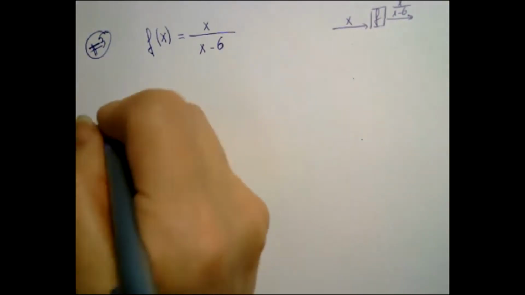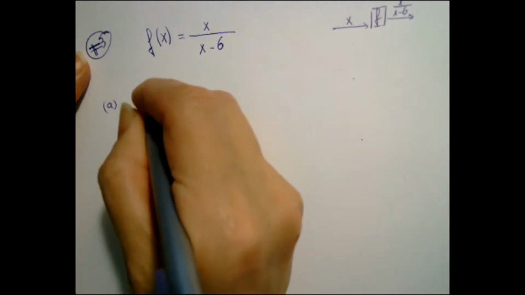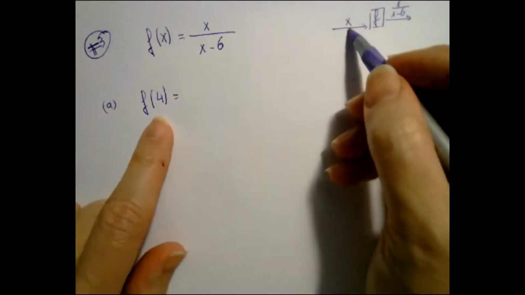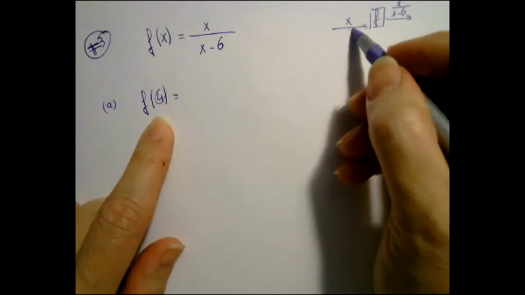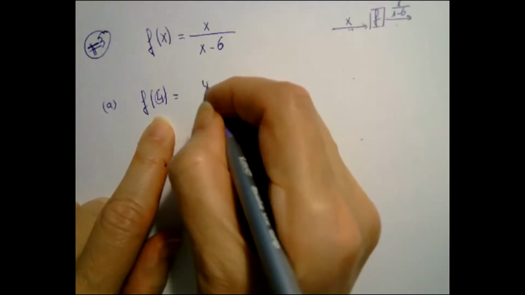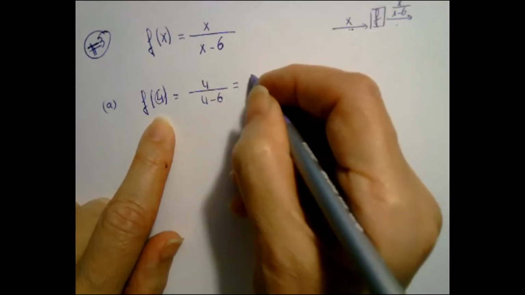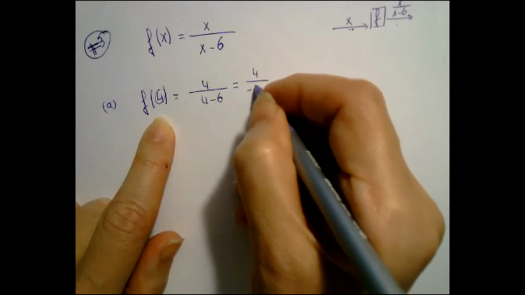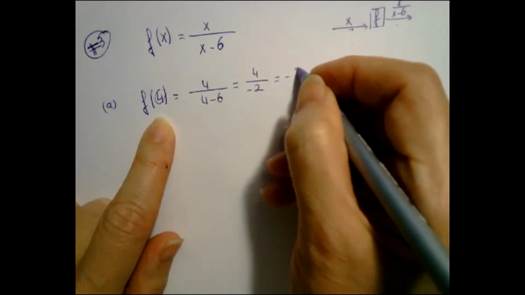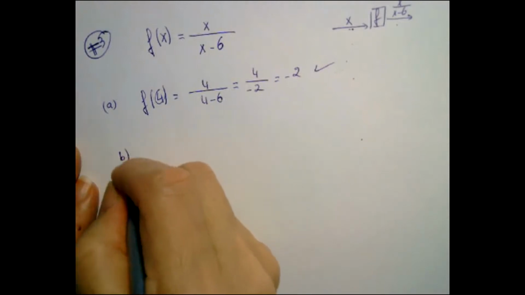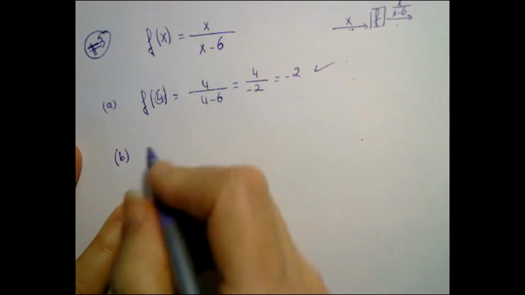F of 4. So here I'm inputting 4 because that's between the parentheses. What does the function do to it? It's 4 over 4 minus 6, which is 4 over negative 2, which is minus 2. B, f of 1/2.